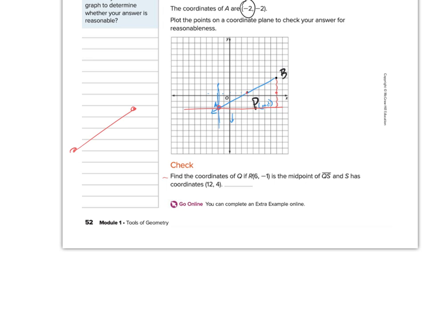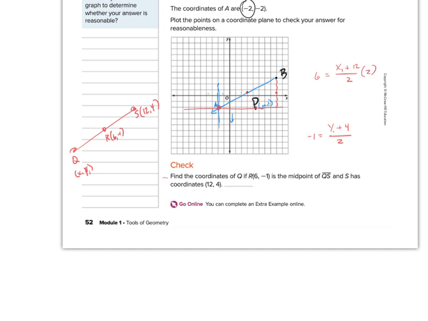Find the coordinates of Q if R is the midpoint, right? There's R. Here's Q. And I'm doing this just to make my X1, Y1, and then S is going to be 12, 4. That way I'm getting in the habit of looking for X1 and then plugging that into my formulas and coming up with my missing coordinates. So those, of course, would be my two formulas that I would use to come up with my missing endpoints.